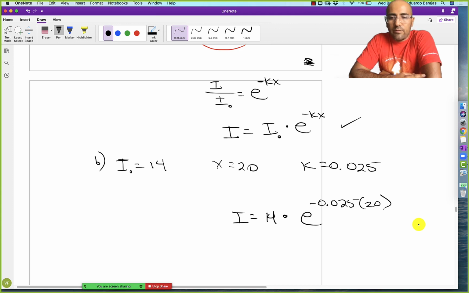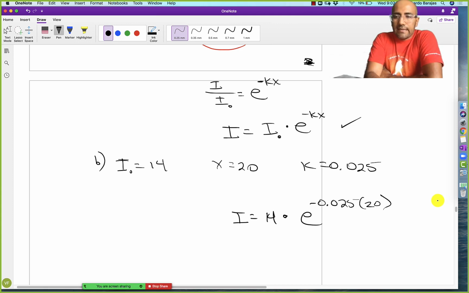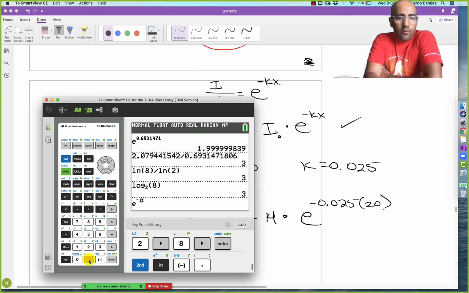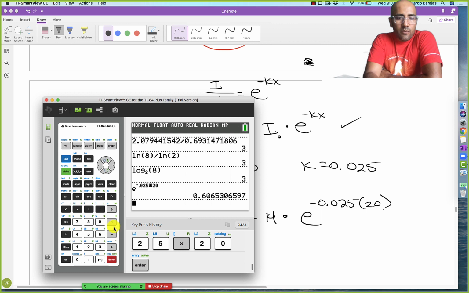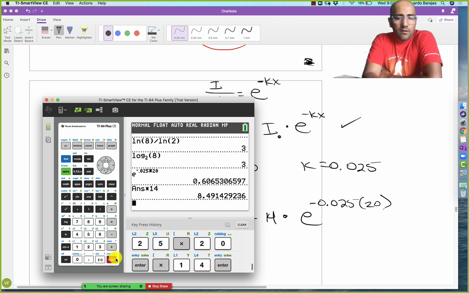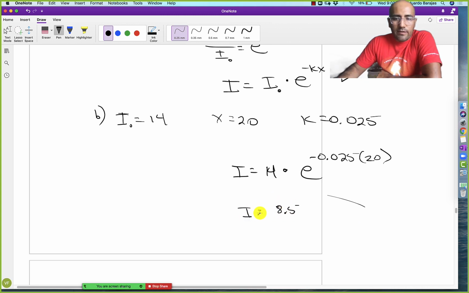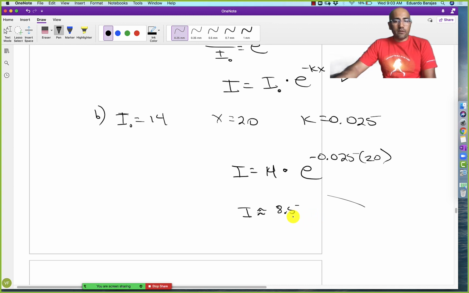Okay, so there's the thing we need to solve. We can just punch that into our calculator and get a decimal approximation. So e to the power of negative 0.025 times 20 equals that, and we multiply that by 14, and I'm getting approximately 8.5 lumens. 8.5 approximately. Good. So light was 14 lumens at the surface, and at a depth of 20 feet underneath the water, the light intensity is now only 8.5 lumens.